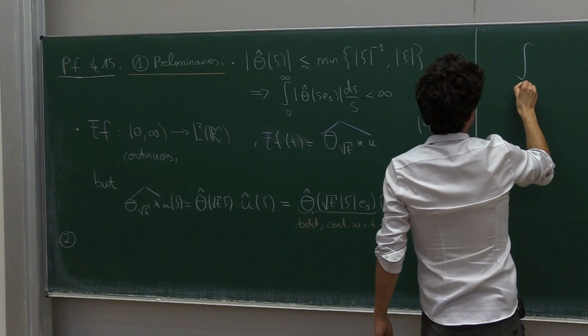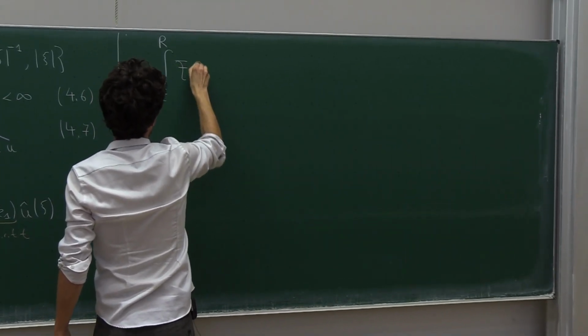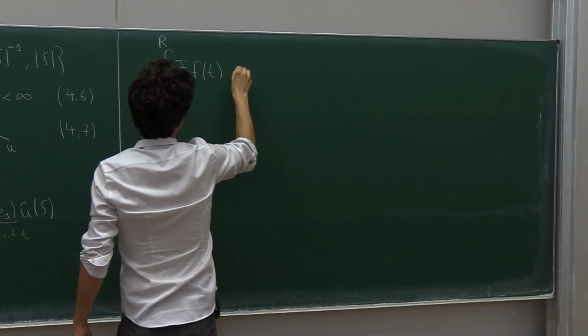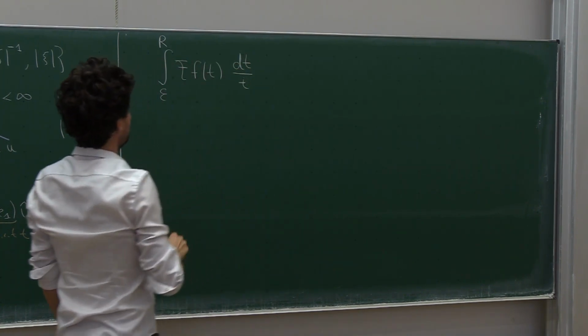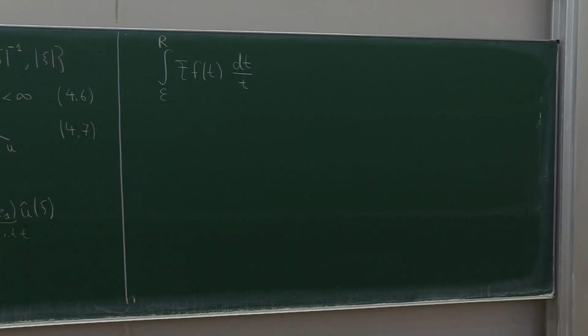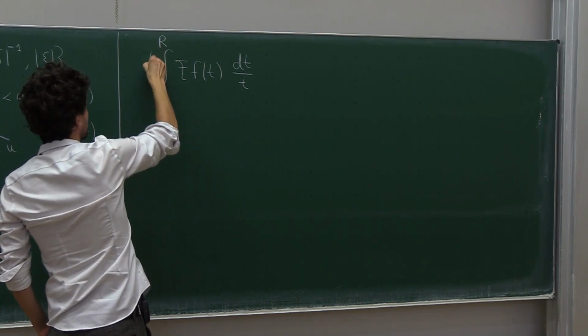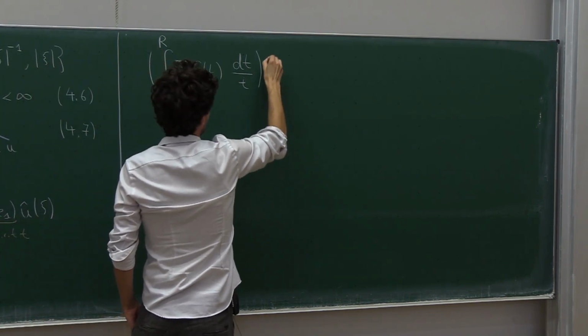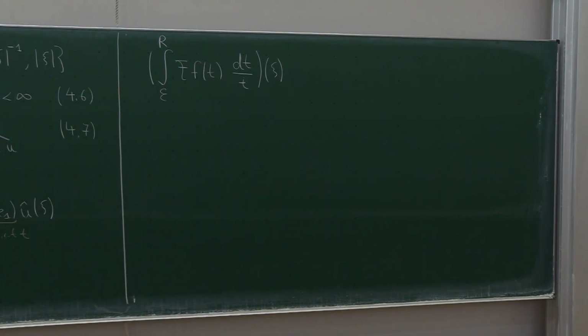Okay, so I want to start like this. Epsilon of r, Fourier transform of f at t dt over t. And somehow I want to use computation rules for real integrals, not vector valued integrals, honest Lebesgue or Riemann integrals. And so I want to evaluate this integral at xi.